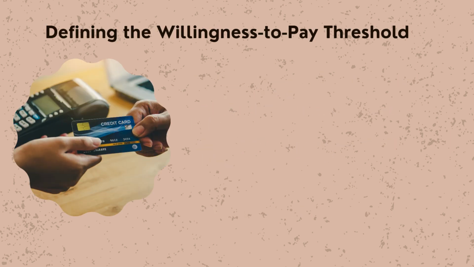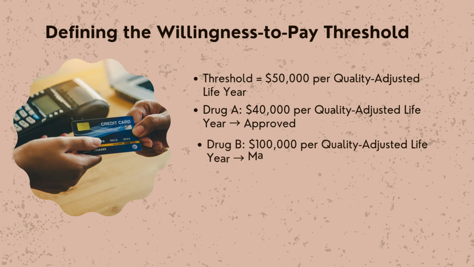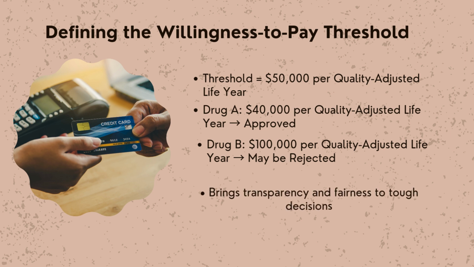For example, if a country sets its willingness to pay threshold at $50,000 per quality-adjusted life year, a cancer drug that costs $40,000 per quality-adjusted life year might be approved for reimbursement, while one that costs $100,000 per quality-adjusted life year might not. Willingness to pay thresholds help policymakers make transparent, evidence-based decisions and balance patient access with sustainability of healthcare budgets.